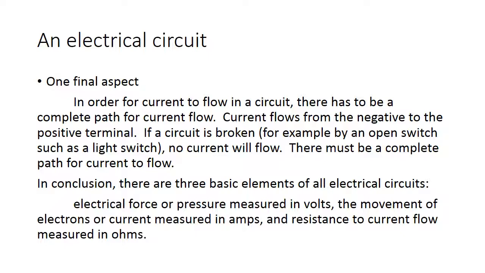In conclusion, we talked about the 3 basic elements of all electrical circuits. There is an electrical force or pressure, which is measured in volts and which causes the movement of electrons, but it's not the movement itself. The movement is called current, and it's measured in amps. And then there's always going to be a little bit of resistance to current flow, and this resistance is measured in ohms. And then we talked about how all these properties are related and how this relationship can be expressed in the formula that's referred to as Ohm's law.